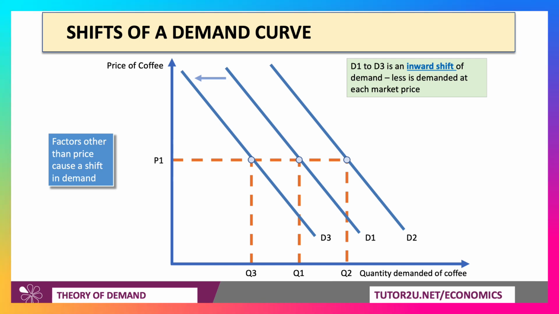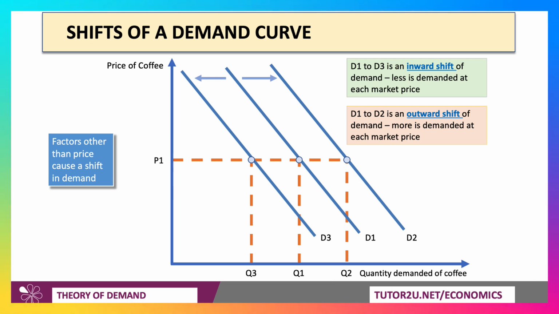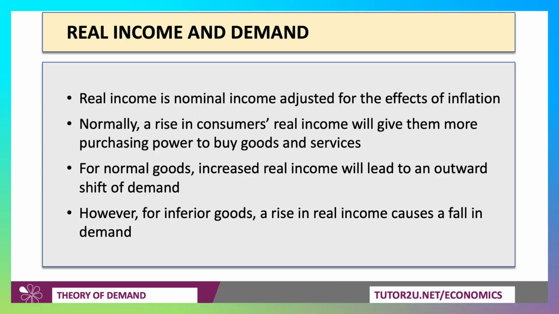So here are some shifts in the demand curve. Our original demand curve, if you remember, the coffee demand curve was D1. D1 to D3 is an inward shift of demand, meaning that less is demanded at each price. So we take price P1, so the people being willing and able to buy Q1, they now only buy Q3. Whereas D1 to D2 is an outward shift or an increase in demand, meaning that more is demanded at each price. Now at price P1, the quantity demanded is Q2 instead of Q1. So this diagram shows shifts in the demand curve.